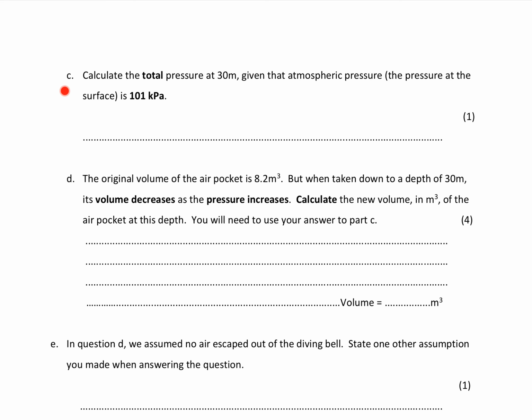Great. On question C, we're going to calculate the total pressure at 30 metres given the atmospheric pressure. The pressure at the surface is 101 kilopascals. Well, remember in the previous question we calculated the pressure at a depth, the pressure due to the water. So the change in pressure due to the water was equal to 309 kilopascals.